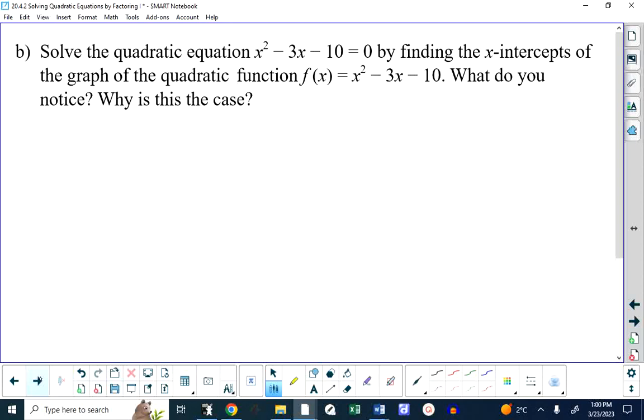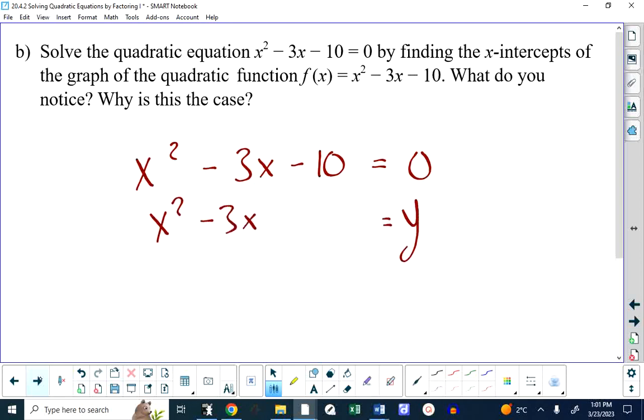I hope it's not lost on you that this quadratic equation, x squared minus 3x minus 10 equals 0, is the thing that we just factored set equal to 0. So how are we going to solve this using graphical methods? You're going to graph that function and you're going to find the two x-intercepts. And I'm going to give you a minute to do so.